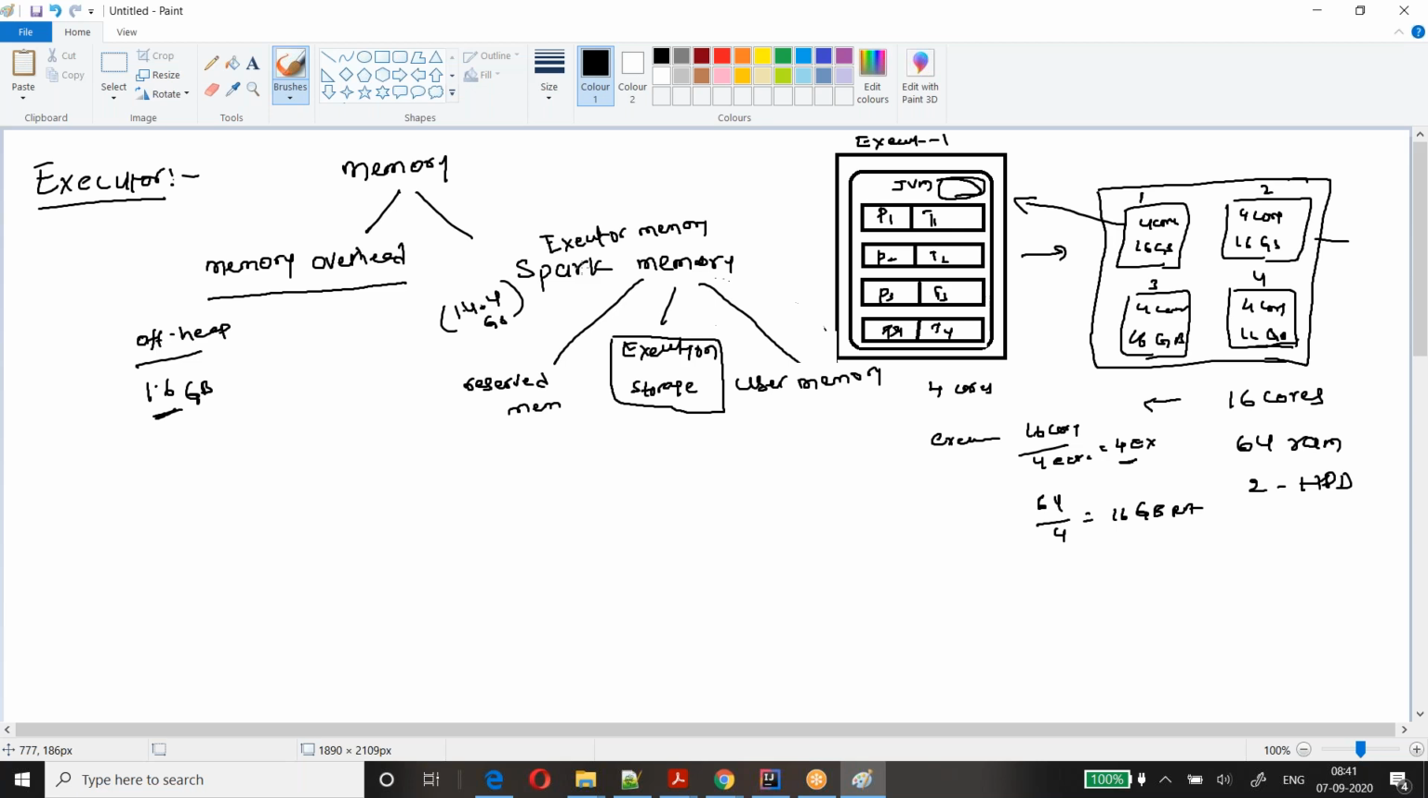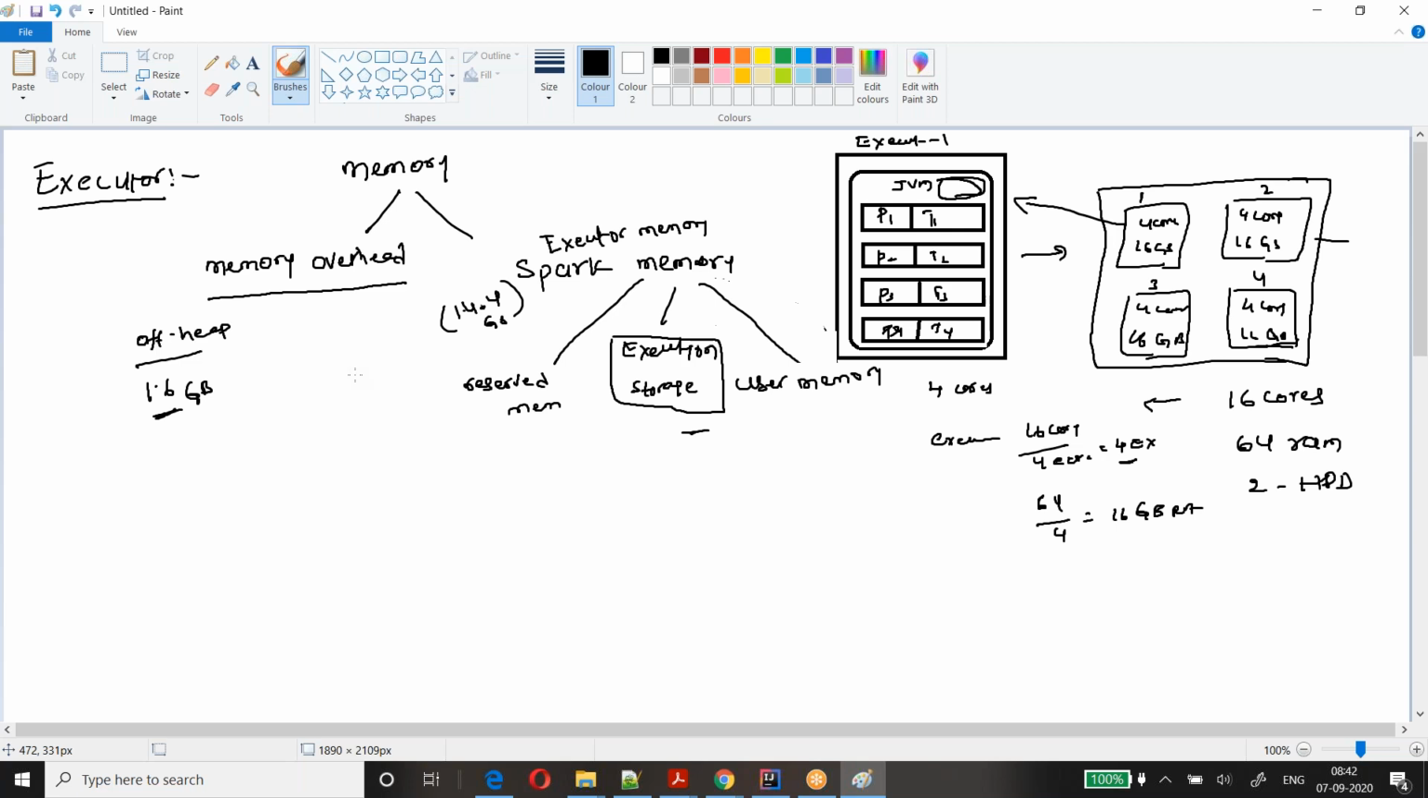We are more interested in the execution and storage. What are execution and storage? The Spark execution will happen in the execution memory. When you do cache or persist, that will happen in the storage memory. Let's talk about this first. Then we will jump into the user memory and reserved memory.